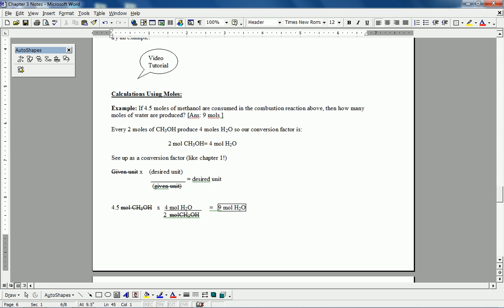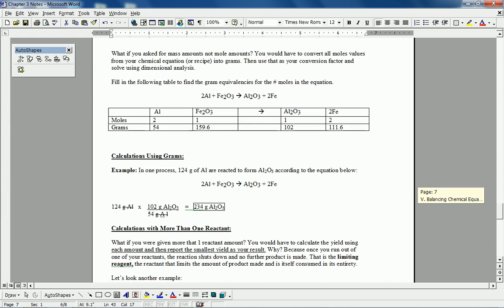So what's our conversion factor? 2 to 4, where the 2 moles of methanol will go on the bottom, so they line up with these moles of methanol, and that is equivalent to 4 moles of H2O. So 2 moles of methanol to 4 of H2O. 4.5 times 4 is 18, divided by 2 is the 9 moles that we were able to calculate in our heads. Let's move on to then a little bit more of a complex example.